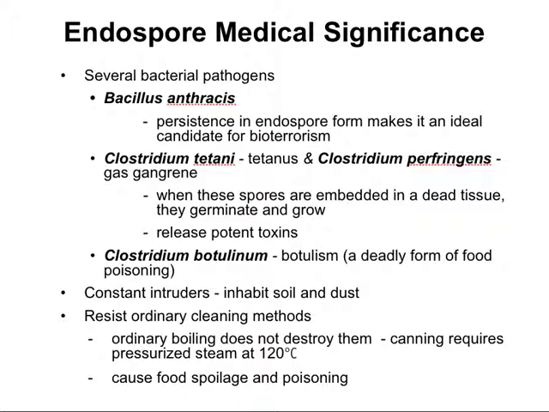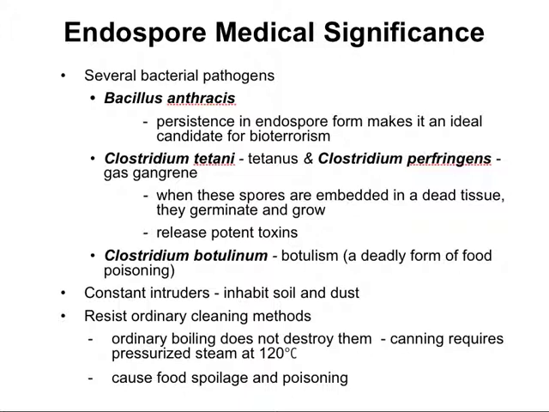Clostridium tetani that forms tetanus, and Clostridium perfringens that causes gas gangrene are other examples. When these spores are embedded in dead tissue, they germinate and grow. They release potent toxins, which cause all sorts of issues. Another profound one you may have heard of is Clostridium botulinum. It causes botulism, the deadly form of food poisoning. When food is not canned properly, these bacteria can really wreak havoc.